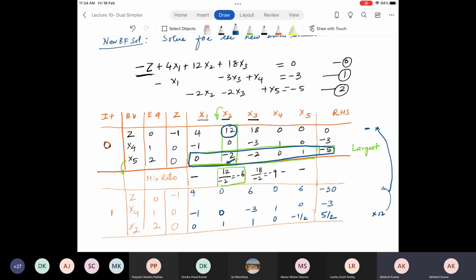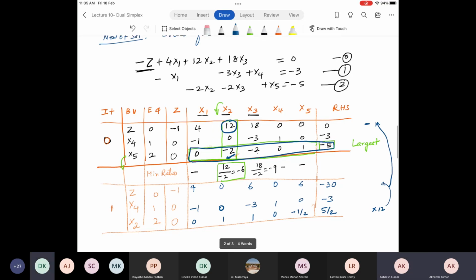Devika, we cannot hear you. Is the iteration 1 correct or not? Sir, am I audible now? Yes, you are. Do you have any questions? No, sir. I got the same thing.